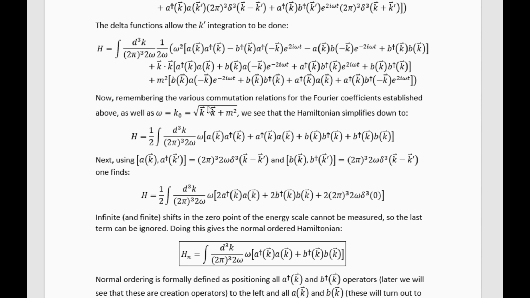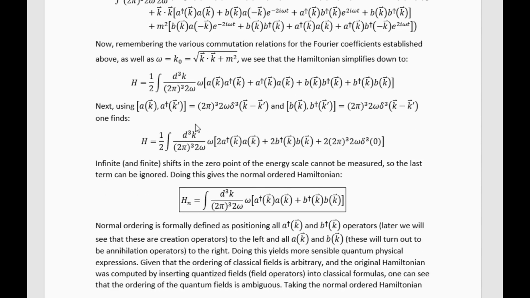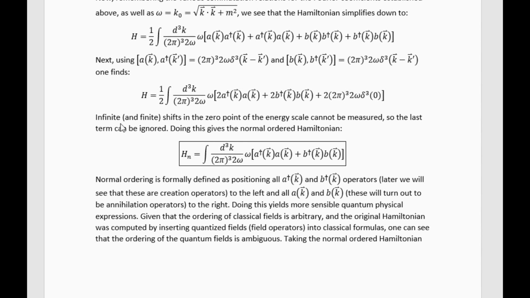Now, remembering the various commutation relations for the Fourier coefficients established above, as well as this relation, we see that the Hamiltonian simplifies down to this. Next, we can apply these commutation relations to get the Hamiltonian in this form. Then infinite and finite shifts in the 0 point of the energy scale cannot be measured, so the last term can be ignored. Doing this gives the normal ordered Hamiltonian, which we have here.